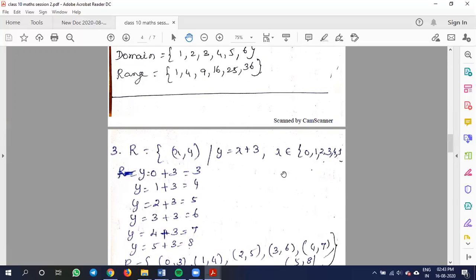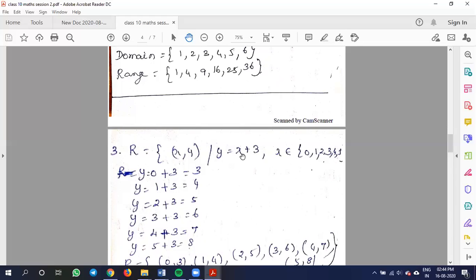Now the next, what do you have? What's the third element? 2. So in the place of x, I am putting 2. So 2 plus 3. Remember that 3 is a constant, so you are not supposed to change 3. You have to change the value of x alone. So 2 plus 3 is 5. Now the next element is 3. So in the place of x, you have to put 3 plus the constant 3. 3 plus 3 is 6.